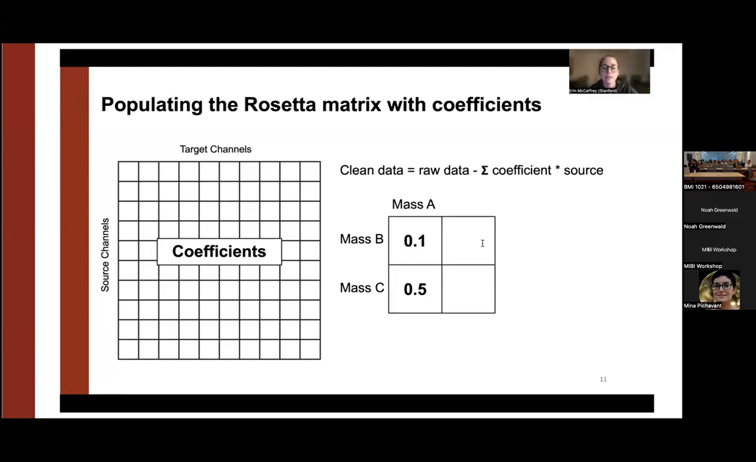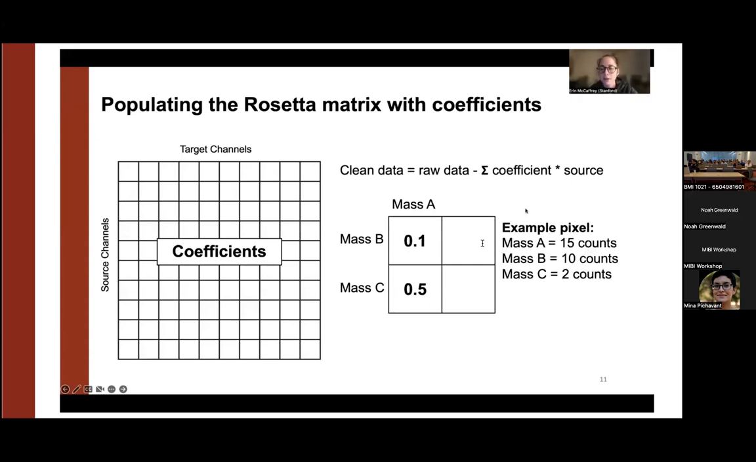To break this down into a very simple example, let's say that I have three masses. Mass A is a mass channel where I have an antibody in my panel, and mass B and C are masses that are causing some source of contaminating background in my mass A channel. In the case of mass B, this contaminating event is occurring at a rate of 10% of the original source signal. And in the case of mass C, this is occurring at a rate of 50% of the source signal.